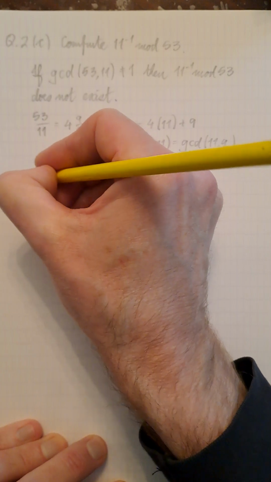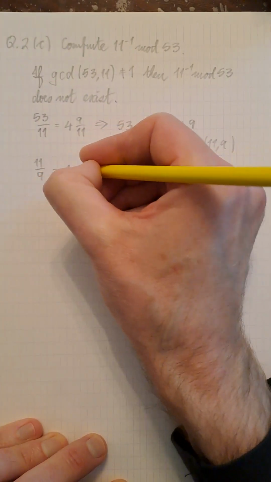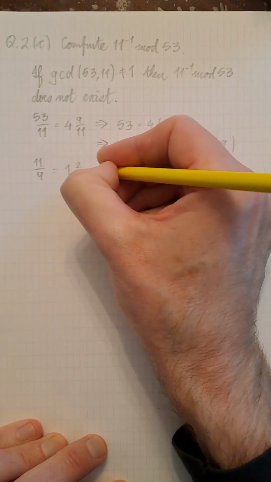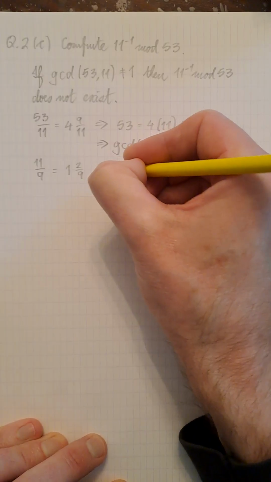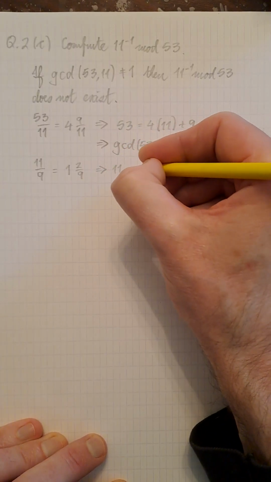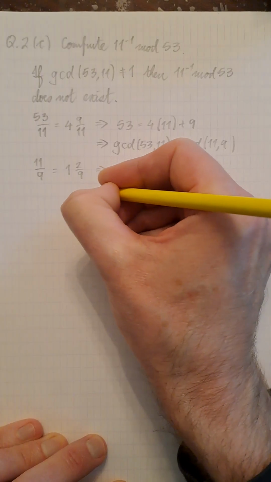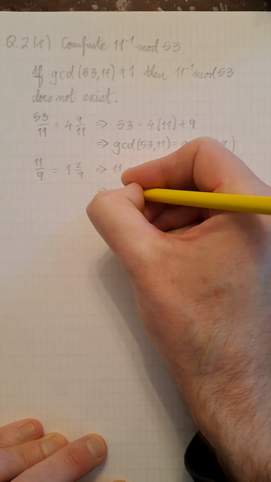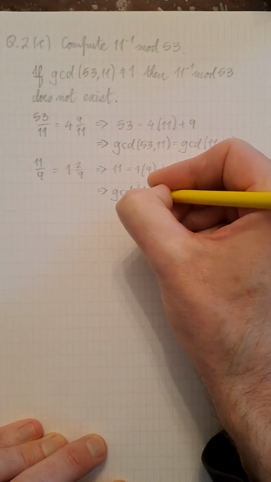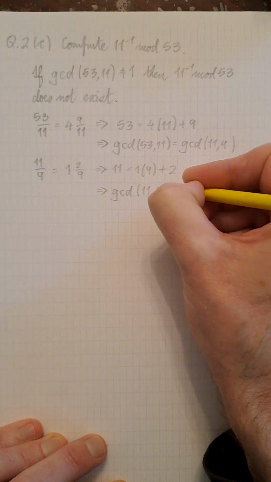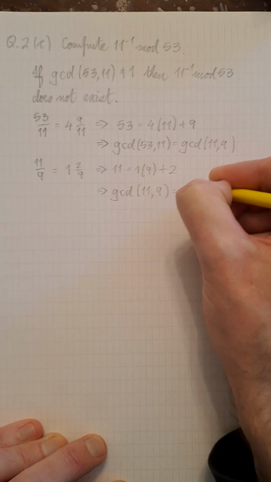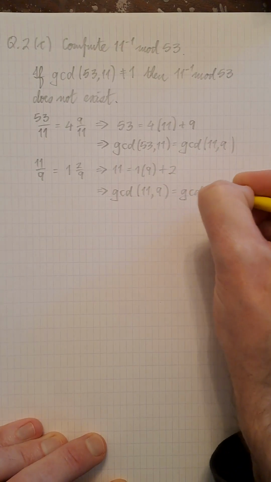11 divided by 9 is equal to 1 and 2/9. That implies that 11 is equal to 1 times 9 plus 2. And that implies that the greatest common divisor of 11 and 9 is equal to the greatest common divisor of 9 and 2.